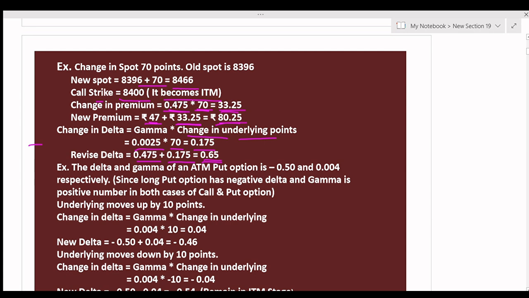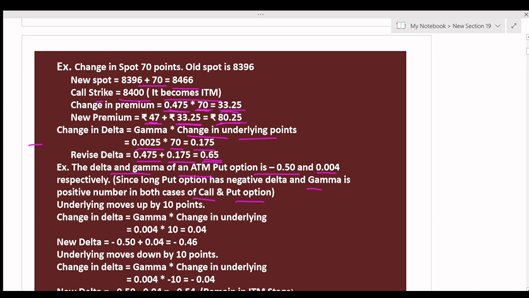Next problem: the delta and gamma of an ATM put option are minus 0.50 and 0.004 respectively. Now, for a put option, delta is negative. Gamma is positive in both cases, call and put option.